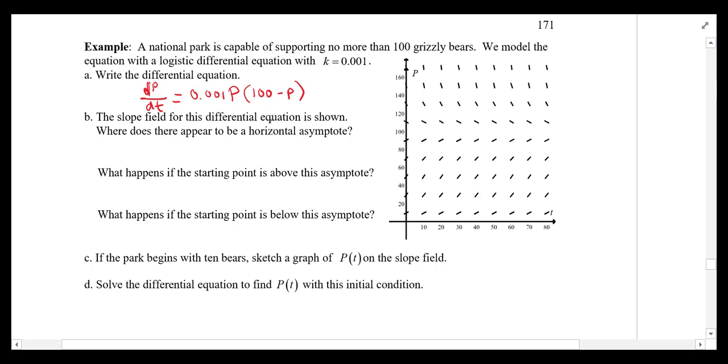Now, it does say the slope field for this differential equation is shown to the right. Where does there appear to be a horizontal asymptote? And you think about it, looking right about here, you see how it kind of gets towards that 100? Yeah, I think when p, the population, equals 100, you get a horizontal asymptote. Now, the question is, what happens if the starting point is above this asymptote? So over here, you see that? Yeah, the population decreases towards 100.